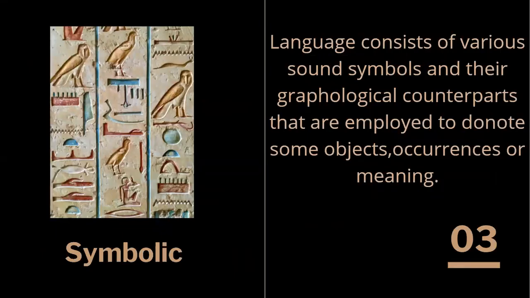3. Symbolic. Language consists of various sound symbols and their graphological counterparts that are employed to denote some objects, occurrences, or meaning. So, that statement means that each word represents a particular object or idea, but it doesn't constitute the object or idea itself.